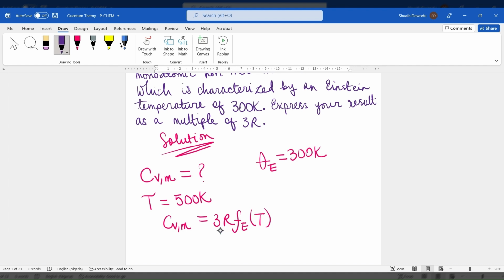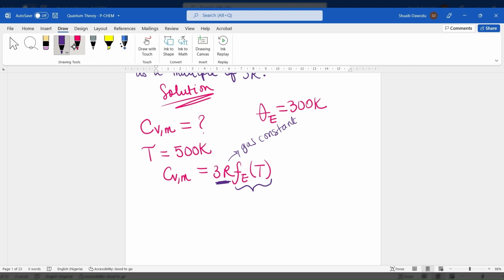We're told to solve our question and put it as a multiple of 3R, so this 3R would be there. We're not going to use any calculation. By the way, let's not forget what R is: R is simply the gas constant. So we're not going to multiply 3 times the gas constant here. We're just going to focus on calculating what f_E is, and we're going to put our answer in terms of 3R and the value of f_E.